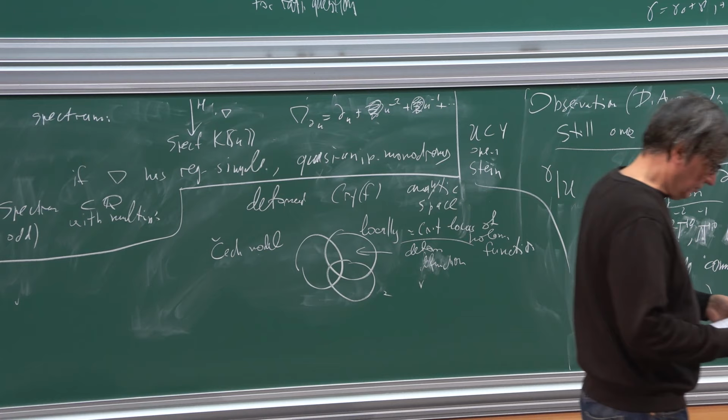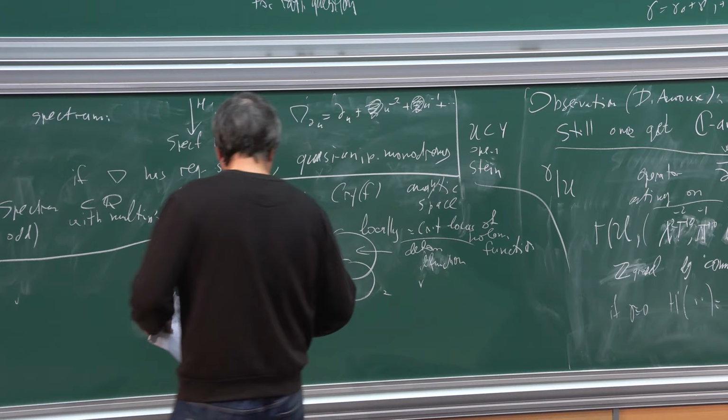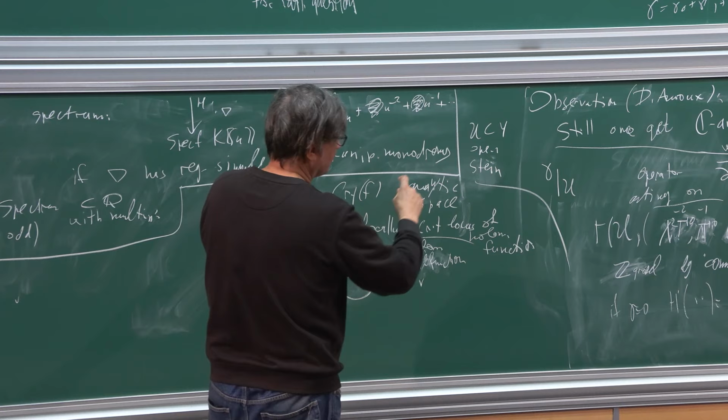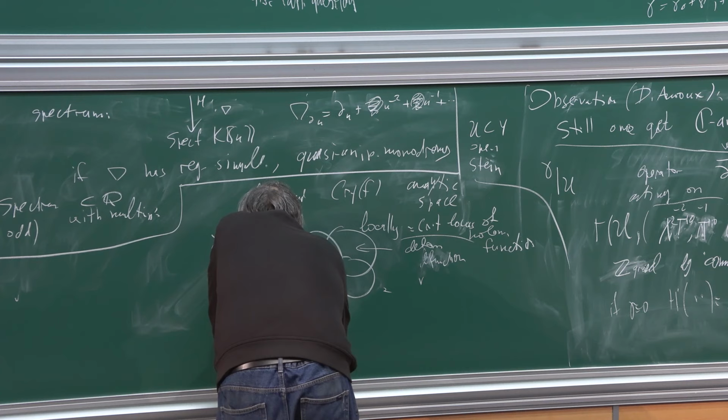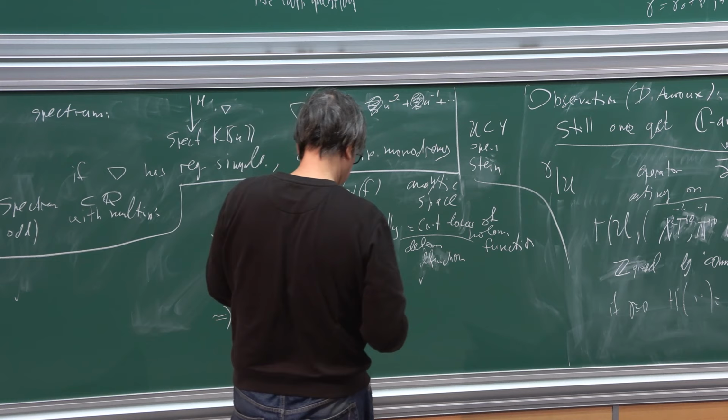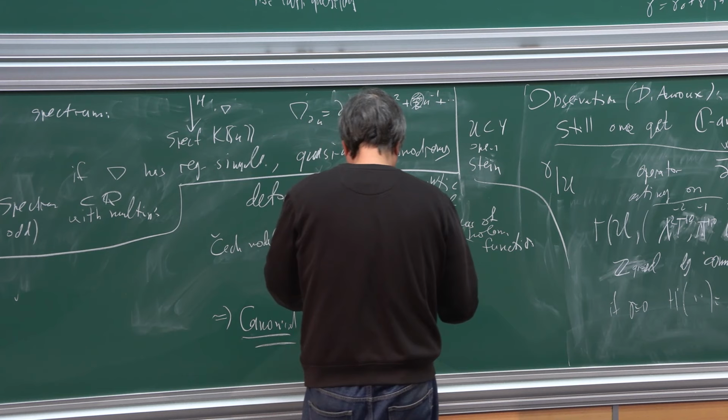And one can argue that in this situation one has automatically on the critical locus, although you have some kind of ambiguity coming from higher terms, a canonical object in the category of mixed Hodge modules.